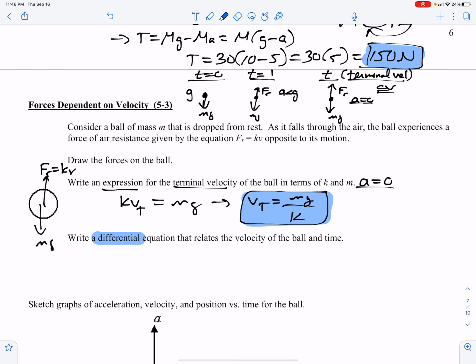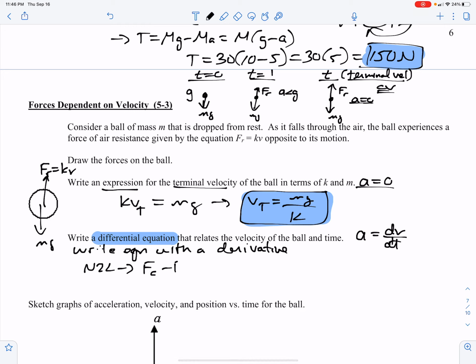Now, when it asks you to write a differential equation, that means write an equation with a derivative. Okay, well, how do we do that? Remember, acceleration is the derivative of velocity with respect to time. So we can write a normal Newton's second law formula, causing force minus opposing force equals ma. For a dropped ball at any time t before you reach terminal velocity, you'd have mg going down, causing it, minus kv going up, resisting it, equals ma. All we do to turn this into a differential equation is substitute dv/dt for a, and that's it. We get mg minus kv equals m dv/dt.